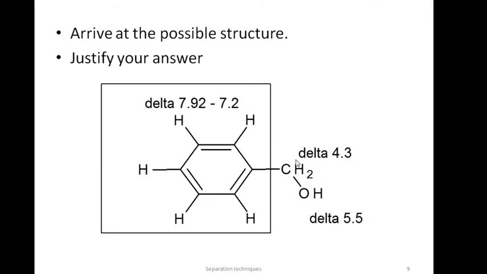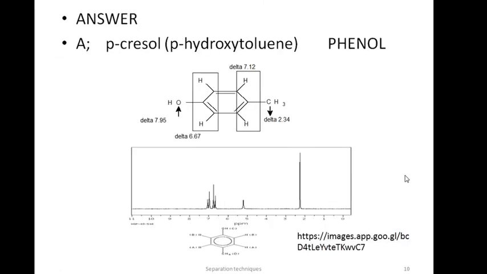See, CH2 resonates between 2 to 4, right? And these aromatic protons are from 7.92 to 7.2. And this one corresponds to delta 5.5. So look at this answer now. Compound A is paracresol, which is a phenol, and an NMR of paracresol would look like this.